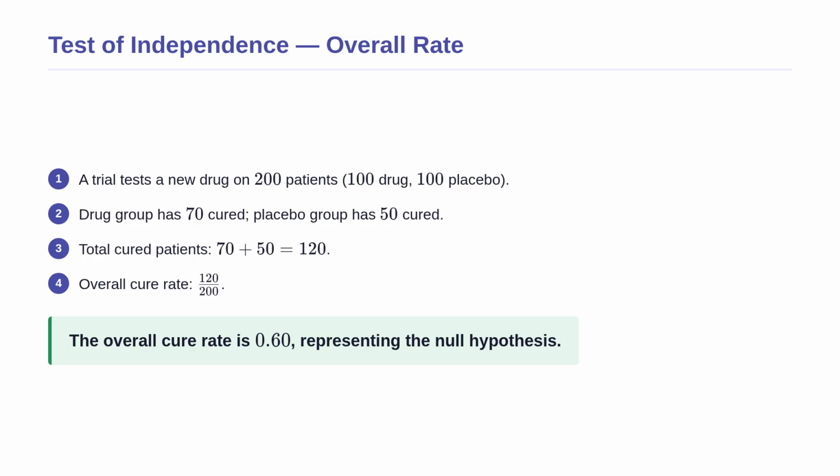To solve this, we first figure out what the data would look like if the drug had absolutely zero effect. We find the overall cure rate by adding all 120 cured patients and dividing by the 200 total patients. This gives us an overall cure rate of 60%. This combined rate represents our null hypothesis, assuming the treatment does nothing special.